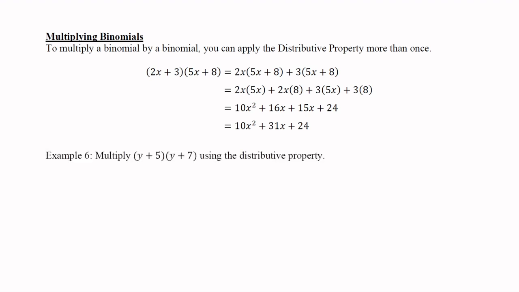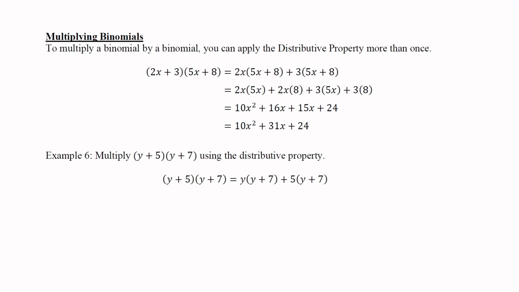So let's multiply out the quantity y plus 5 times the quantity y plus 7 using the distributive property. So we first distribute the y in the first term to everything in the second term. Then we'll distribute the 5 in the first term to the y plus 7 as well.